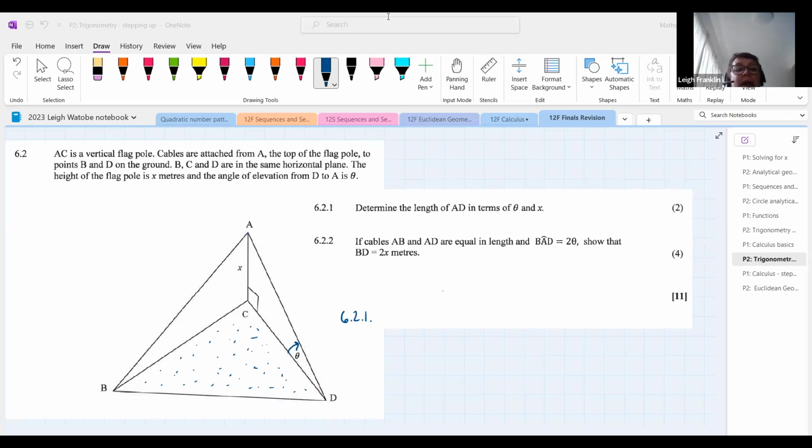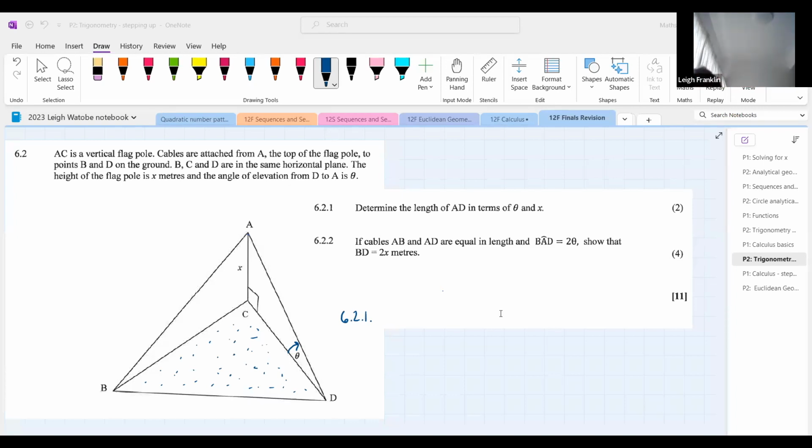All right, so AD is part of a right angled triangle, quite right. So now we are going to use our basic trig ratios. We want it in terms of theta and x. So theta is our angle. X is what to theta, guys? Opposite or adjacent? X is what to theta? Opposite. Good. And AD is the hypotenuse.